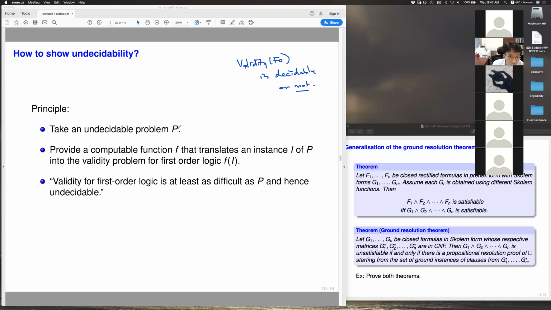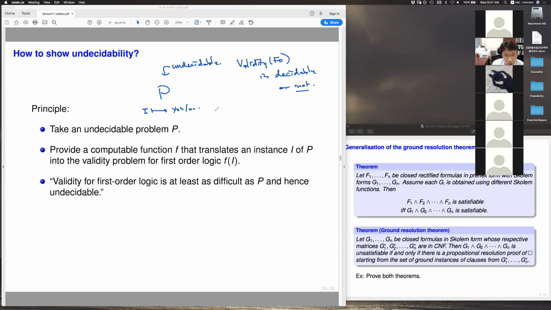Then how do we do this? To do so, we pick one undecidable problem, a problem that's known to be undecidable. What do we mean by problem? A problem has an instance, which is called I. Because it's a decision problem, to solve it, for each instance we have to say yes or no, according to some specification. Undecidability means that there is no algorithm that takes an instance and returns yes or no correctly all the time.